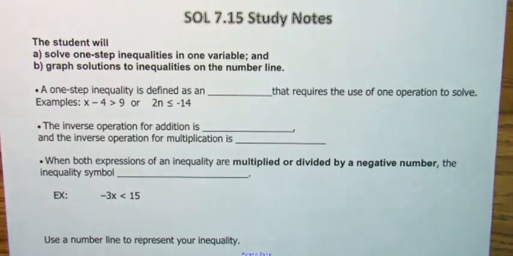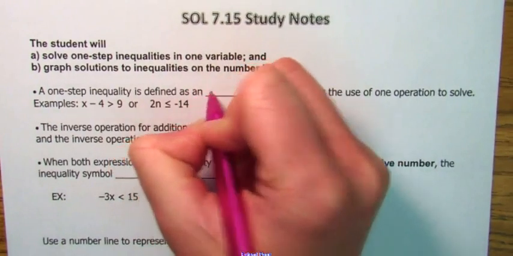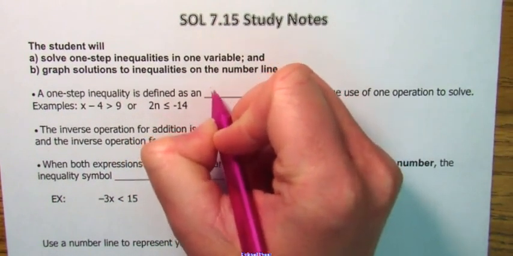This lesson is on SOL 7.15, which is our inequalities. If you remember, an inequality is literally what it sounds like. It's something that's not equal. It's our greater than, less than, greater than or equal to, less than or equal to, but not just a plain equals sign. So a one-step inequality is defined as an inequality that requires the use of one operation to solve.